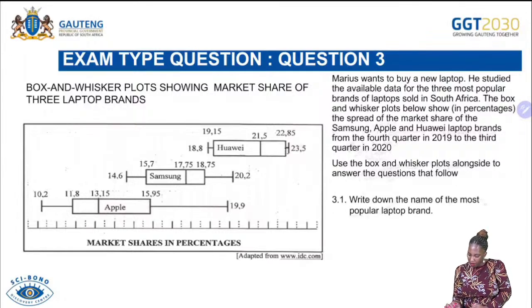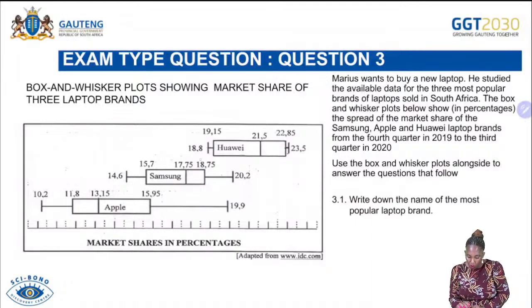Write down the name of the most popular laptop brand. Boys and girls, looking at this, look at the minimum value and the maximum value of the Apple. Minimum is at 10.2, maximum value is at 19. When you go to Samsung, 14.6 is the minimum, and then 20.2 is the maximum.